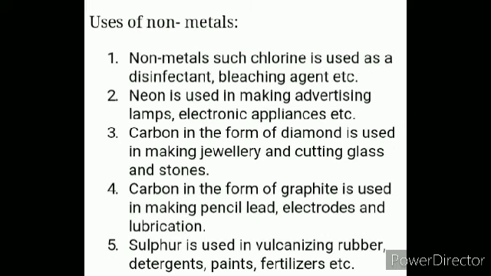Moving on to the uses of nonmetals. Nonmetals such as chlorine are used as a disinfectant, bleaching agent, etc. Neon is used in making advertising lamps, electronic appliances, etc. Carbon in the form of diamond is used in making jewelry and cutting glass and stones. Carbon in the form of graphite is used in making pencil lead, electrodes and lubrication. Sulfur is used in vulcanizing rubber, detergents, paints, fertilizers, etc.